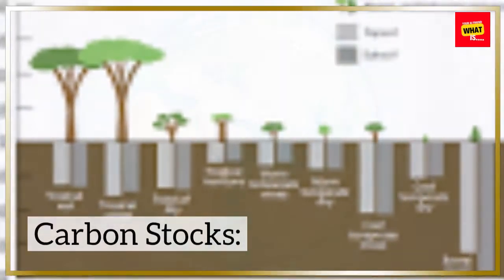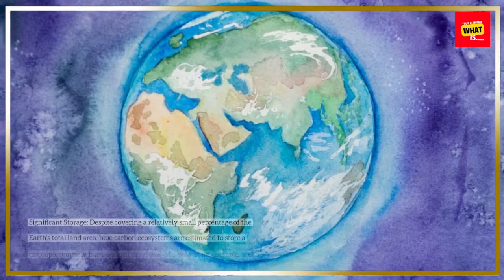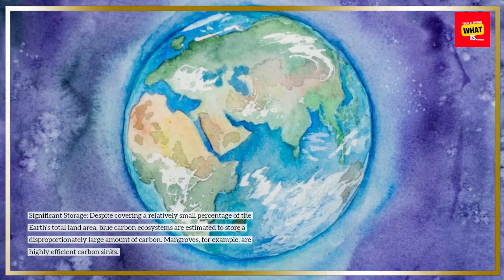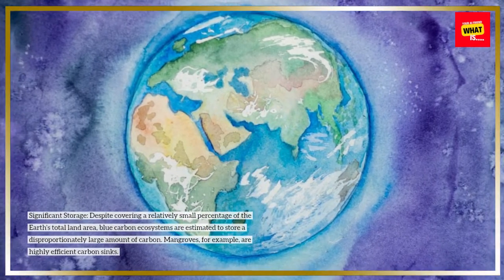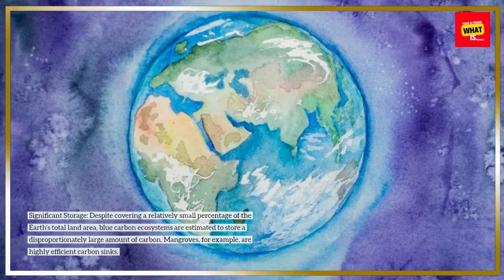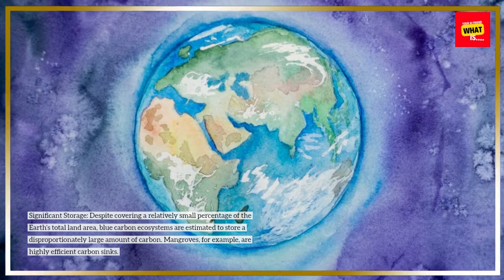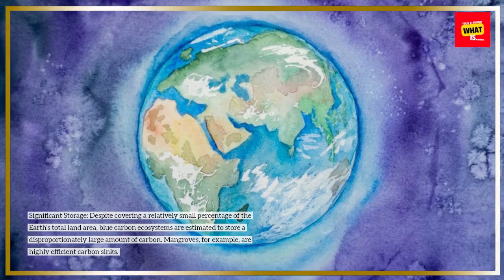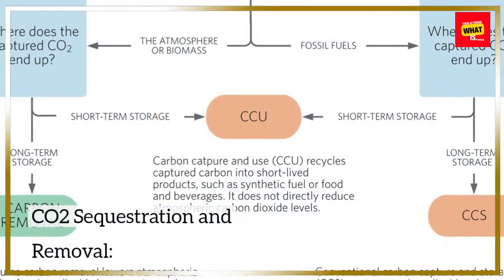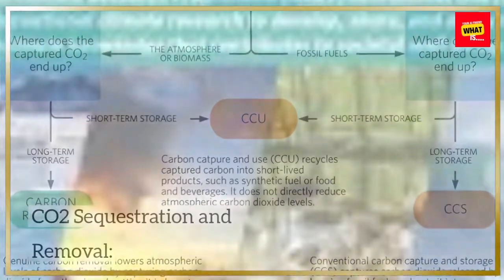Carbon stocks. Significant storage. Despite covering a relatively small percentage of the Earth's total land area, blue carbon ecosystems are estimated to store a disproportionately large amount of carbon. Mangroves, for example, are highly efficient carbon sinks. CO2 sequestration and removal.